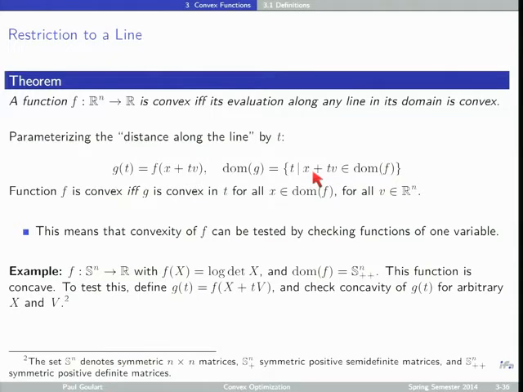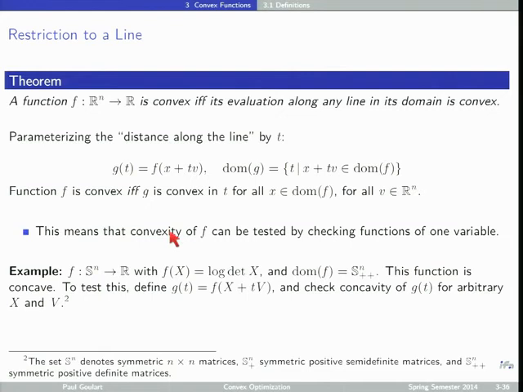So now I have a function of just this single scalar parameter t. I pick my point, I pick my direction, and I say as I go in that direction, is the function that I get along that line a convex function? And that's g, and if the answer is yes, then f is also a convex function. And the nice thing is you can check convexity by checking functions of one variable.